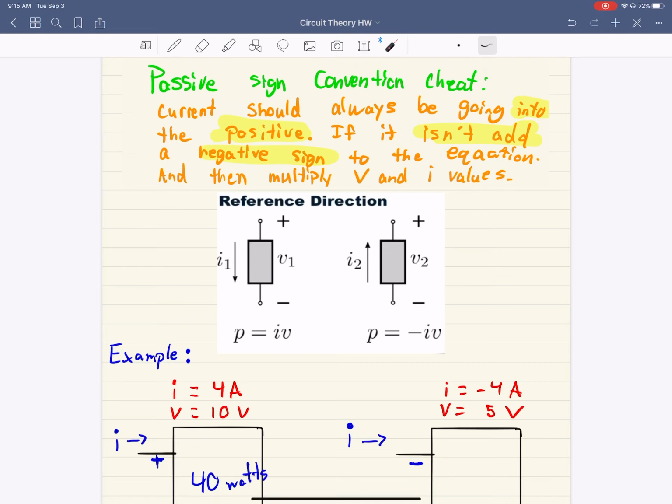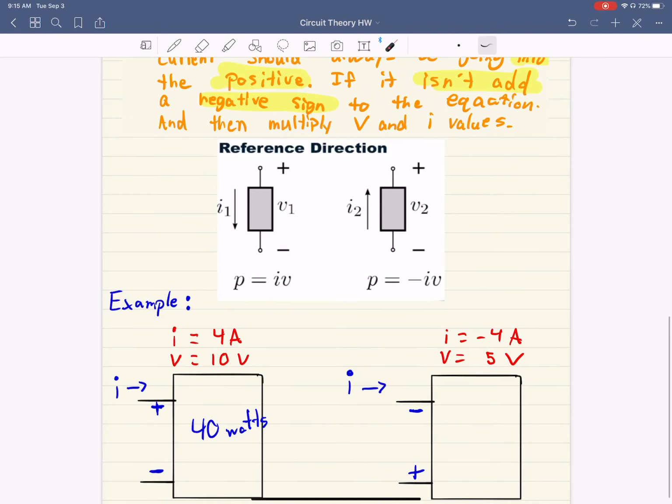The current should always be going into the positive terminal. As you can read right here, it should always be going into the positive terminal. If it isn't, add a negative sign. It's that simple. And then multiply V and I values as you would if V was negative or if I was negative. Just multiply them together, just like regular, and then add that sign to the end. So that's the simplest way I can explain it.